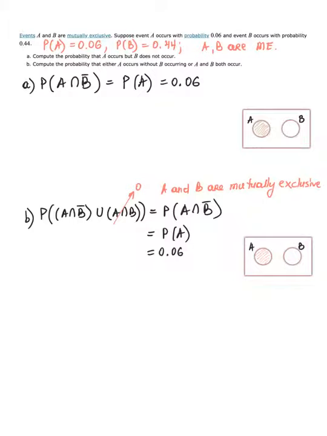Our next part B says to compute the probability that either A occurs without B occurring, or A and B both occur. Well, we know because A and B are mutually exclusive, this is going to be 0 and doesn't have to be counted. This statement, therefore, is what we need to find, probability of A and B not occurring. Just like before, we already computed that is the same as 6/100, and the problem is solved.